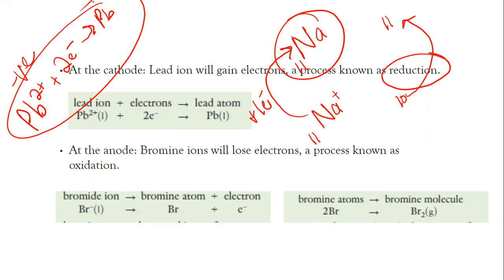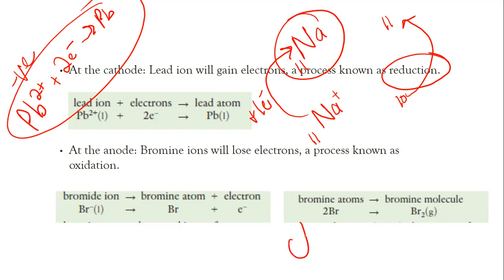So at the cathode, the process that was happening was known as reduction. At the anode, you have the opposite process, and that is known as oxidation. What is oxidation? Loss of electrons. Loss of electrons is known as oxidation. So when you were gaining electrons, that was reduction. When you're losing electrons, that is oxidation. Let me explain this with another example.